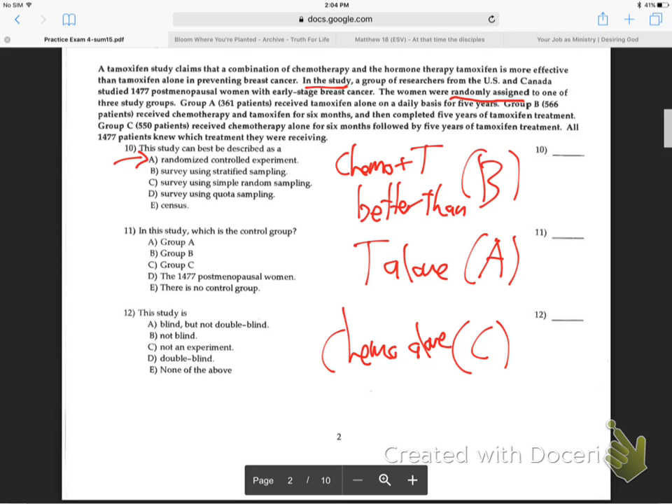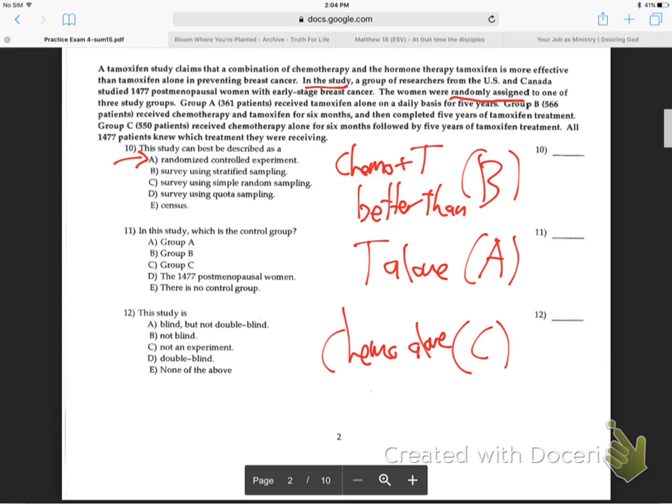Number 11. In the study, which is the control group? Oh, I'm a little confused. Group A is the control group? I'm confused too. Let's see. The women were randomly assigned, group A received tamoxifen alone. The study claims that a combination of chemo and tamoxifen is more effective than T alone. Oh, I better read that more carefully. Okay, so it's a lot of careful reading. Even for me, it's tricky.